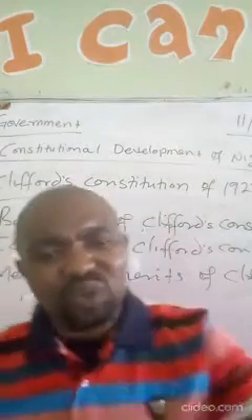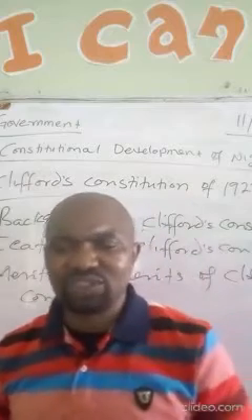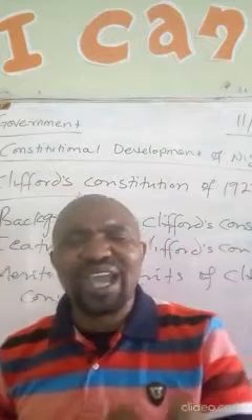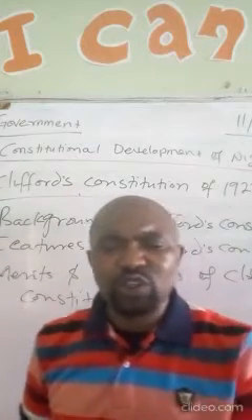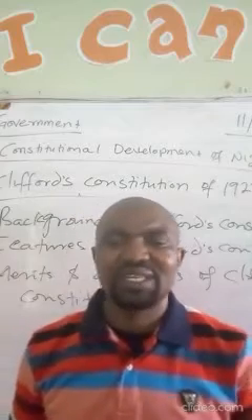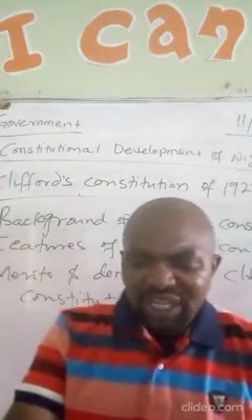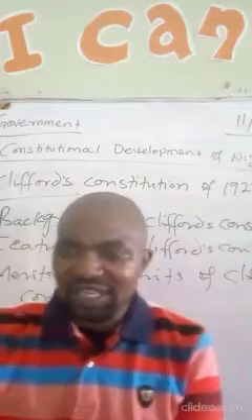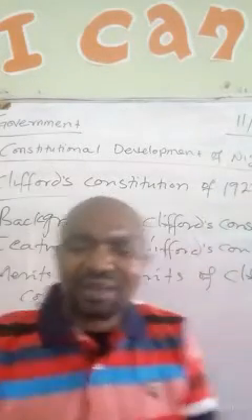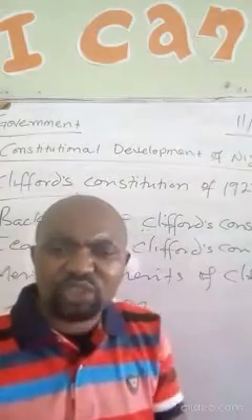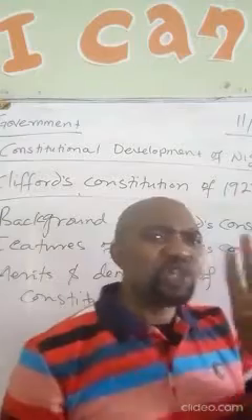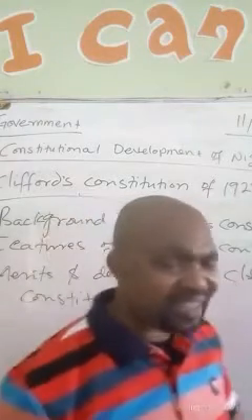Now, the Lugard Constitution has what we call the Nigerian Council. This Nigerian Council comprises only Europeans who were saddled with the responsibility of controlling the affairs of Nigerians. I said it comprises only Europeans. Now, the Nigerian Council has the Legislative Council and the Executive Council altogether. So this council performs all the functions of the three arms of government.